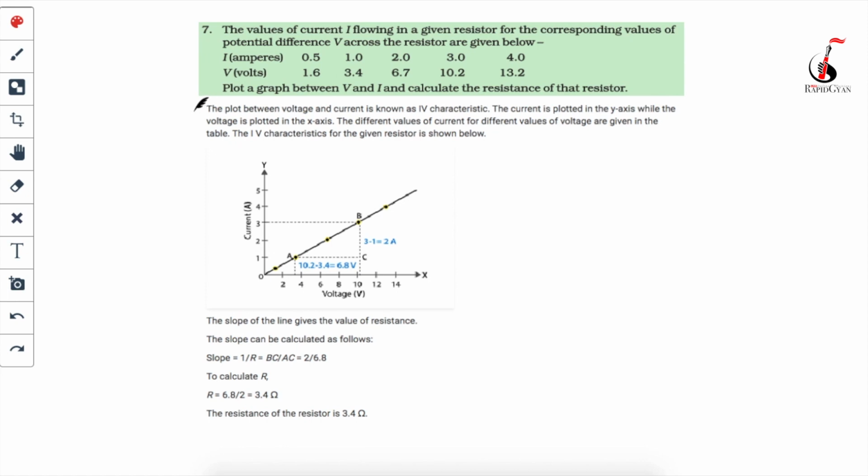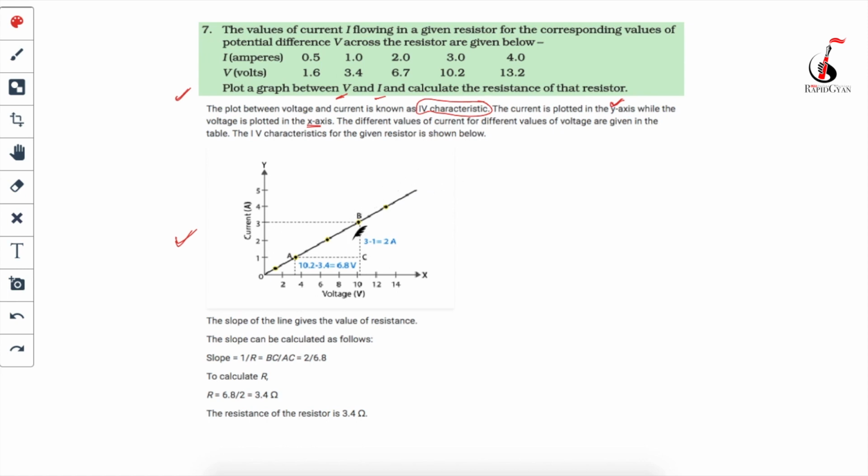So see beta, everywhere if you have to plot a graph between the potential difference and the current, that graph is called IV characteristic graph. I for current and V for potential difference. Always we plot current on y-axis and potential difference on x-axis. The different values of current are given, 0.5, all those things. So I hope you guys know how to plot the graph. The graph has been plotted over here.